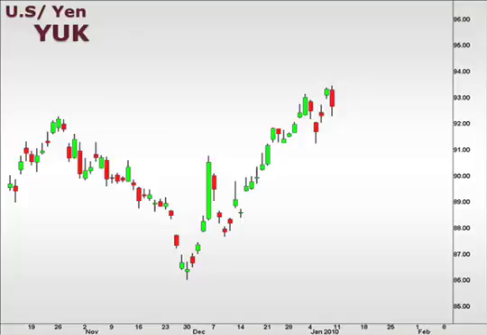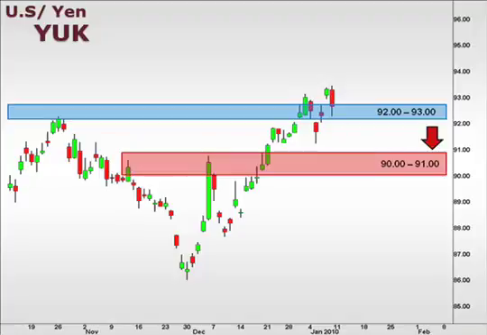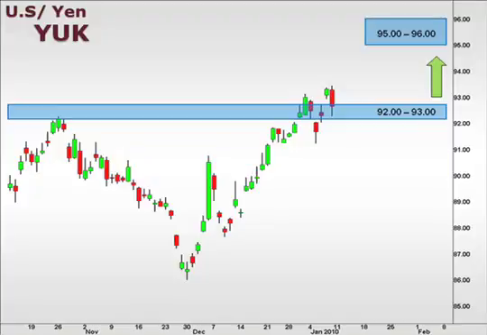Well, the US dollar continues to hold its ground against the yen, as seen here in the ISC FX Options pair value YUK. Now, it is not unrealistic to expect some backfilling that may result in a test of the 90.91 focal zone. However, as long as support holds at 92, we are open to the possibility of a move into this 95.96 box.